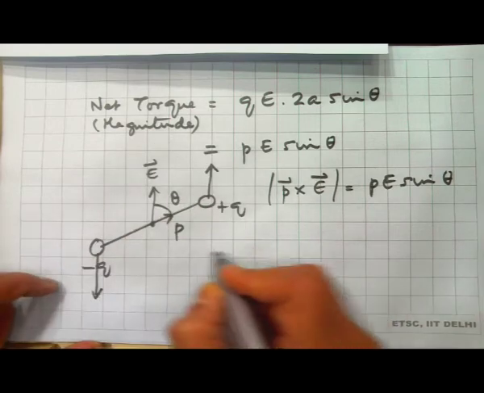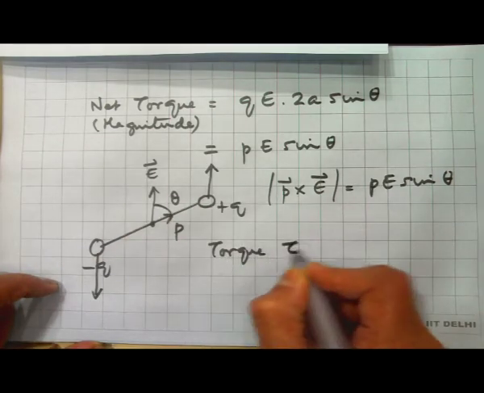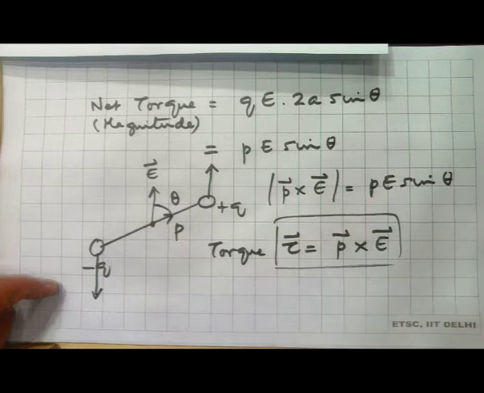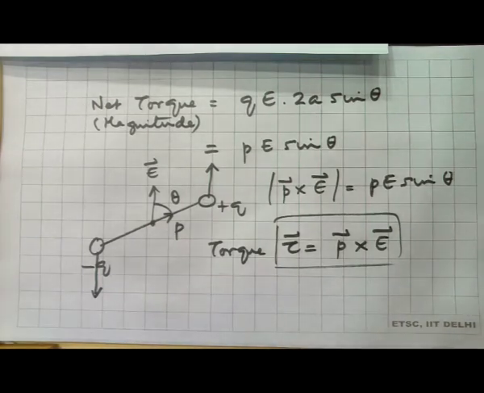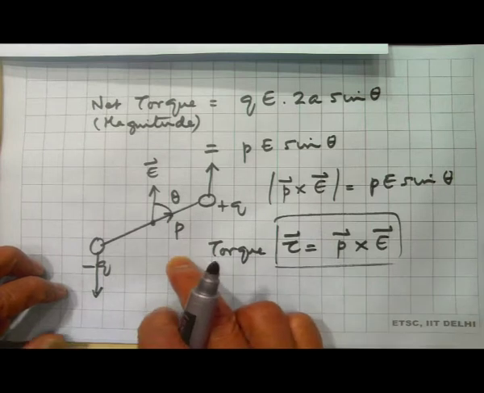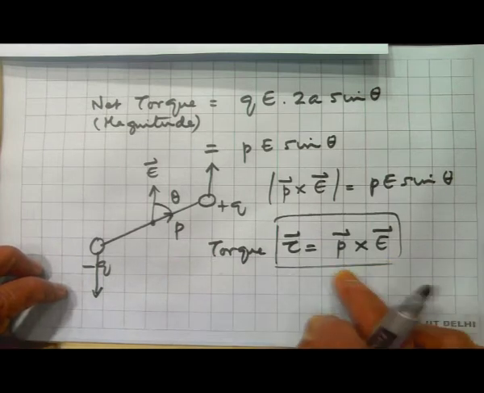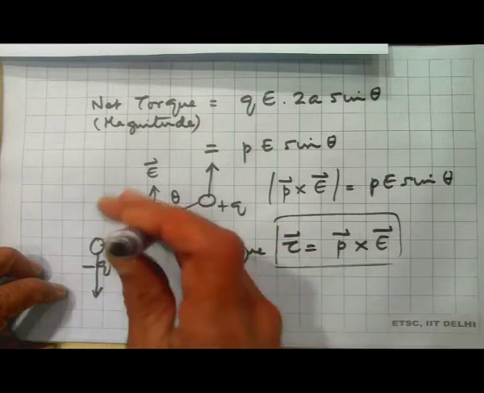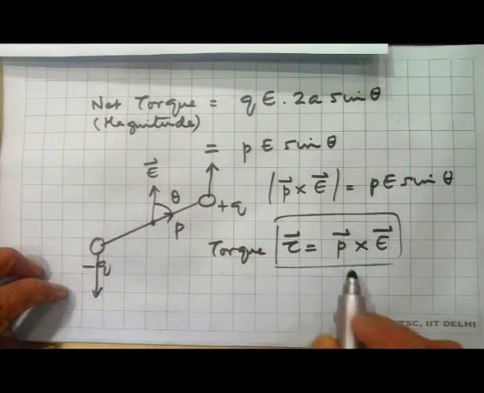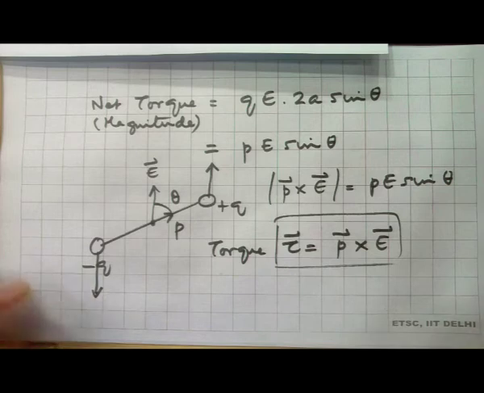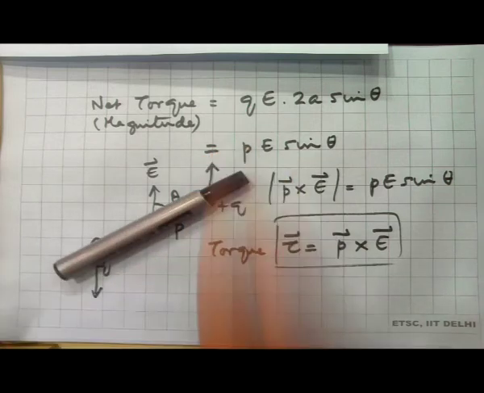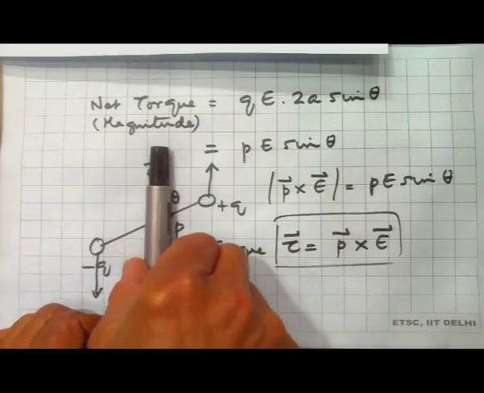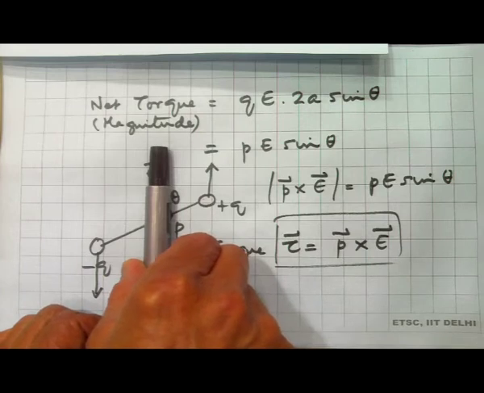So, I can define the torque as a vector, tau is equal to p cross E. The net torque on the dipole is the cross product of the dipole moment and the electric field. The magnitude of this torque is pE sin theta, and the direction is the direction of the p cross E vector. So, whenever you put a dipole in an external uniform electric field, the positive charge tends to align like this and the negative charge, and when theta finally becomes 0, the torque becomes 0 and the dipole gets aligned like this.